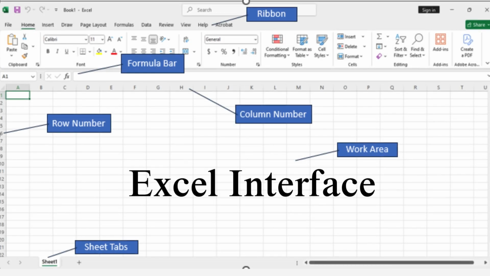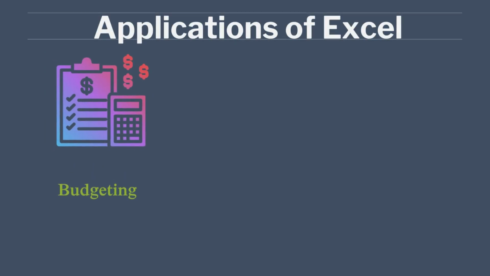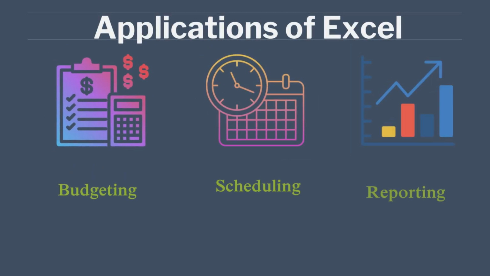Here's the Excel interface. The ribbon contains command buttons. Tabs such as Home, Insert, and Formulas provide access to various tools. The formula bar shows what you're typing, and below is your main worksheet. Excel is used for budgeting, scheduling, inventory tracking, data analysis, and more.